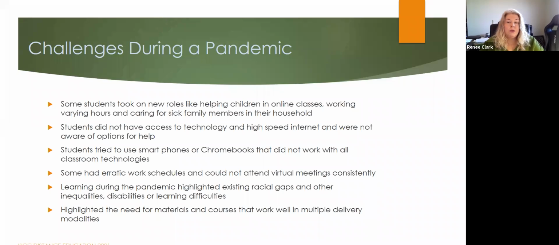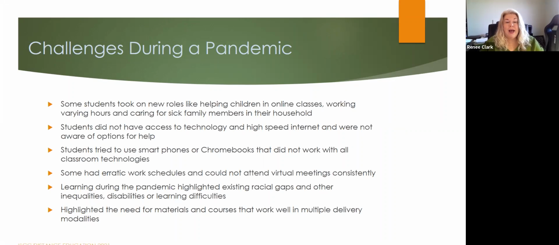A lot of the students were trying to use their smartphones because that's all they had, or they bought a Chromebook and they didn't really understand exactly what a Chromebook is, that it kind of doesn't work really well sometimes with a lot of the technologies that we use, in particular some of the testing software. A lot of them may have had erratic work schedules. So if you required them to have attendance in a certain virtual meeting, maybe their shift got changed or somebody got sick, something happened. They couldn't always be in those meetings. So it made that really difficult, even in the flex classes, for them to be able to meet the requirements of those courses and also meet their needs for their work and for their home as well.